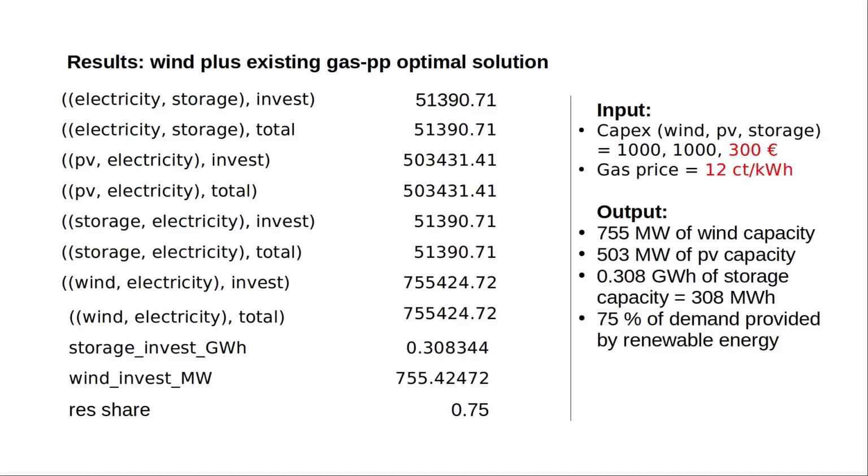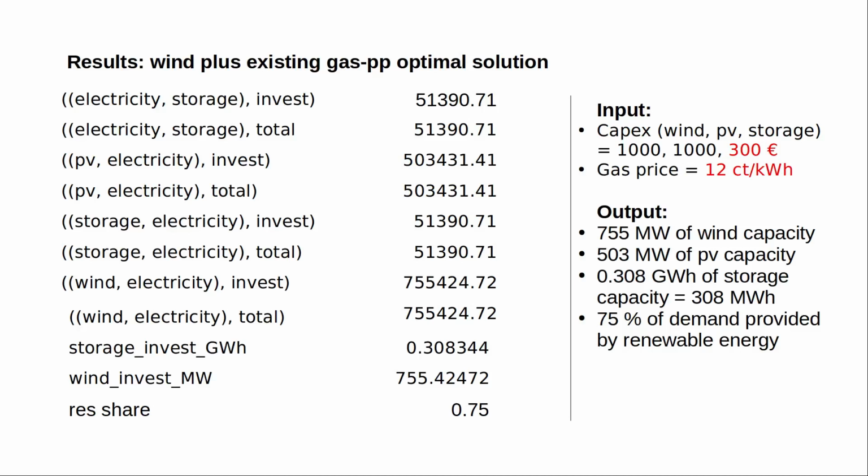If we, on top of this, increase the gas price even further, tripling it to 12 cents per kilowatt hour, and we're reducing the cost of a battery or of the storage system to 300 euro per kilowatt hour of installed capacity, we are seeing that now 755 megawatt of wind is being installed, 503 megawatt of PV, and 0.308 gigawatt hours of storage, meaning 308 megawatt hours of storage. This allows us, in our example, to cover 75% of our demand with renewable energy.